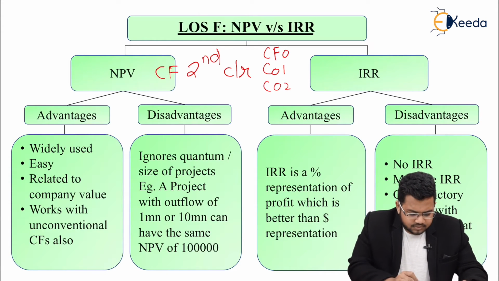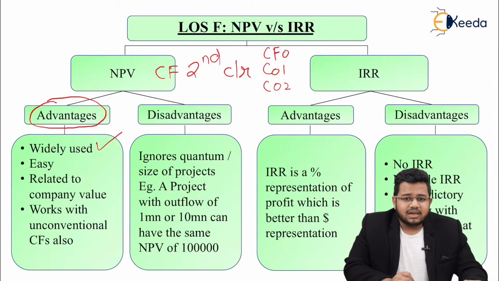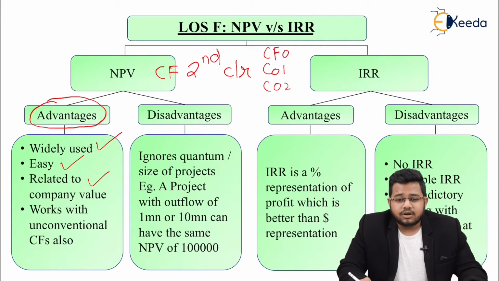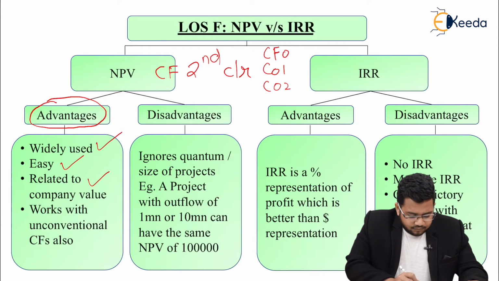So first we start with advantages of NPV method. It is widely used. So normally every person who is doing capital budgeting would use this method. It is easy. It is related to company value. We had studied this concept earlier. If NPV is increasing or if NPV is positive, other things being equal, the company value and the share price would increase. Also, it works with unconventional cash flows.